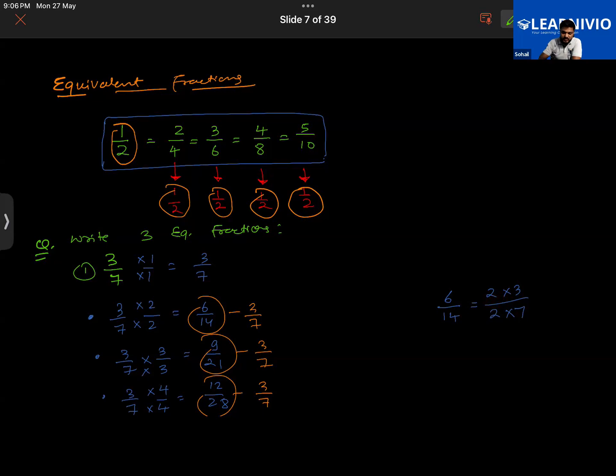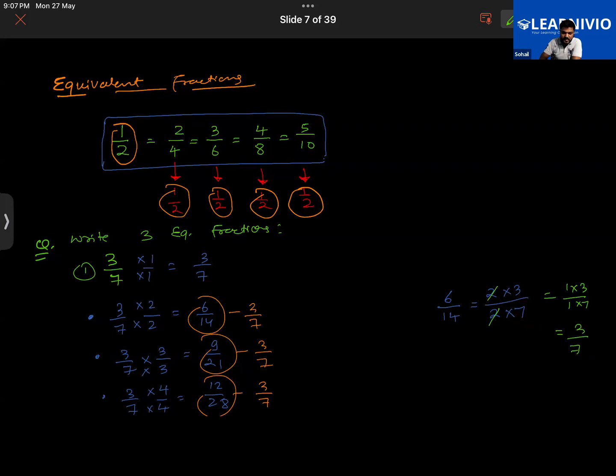Yes, and that is 2. So you can cancel 2 and 2. What are you left with? 3 and 7. So basically 3 upon 7. So that's how you simplify the numbers. That's one of the easiest ways.